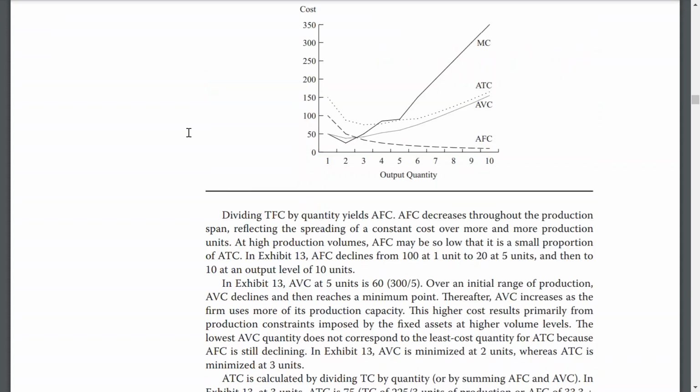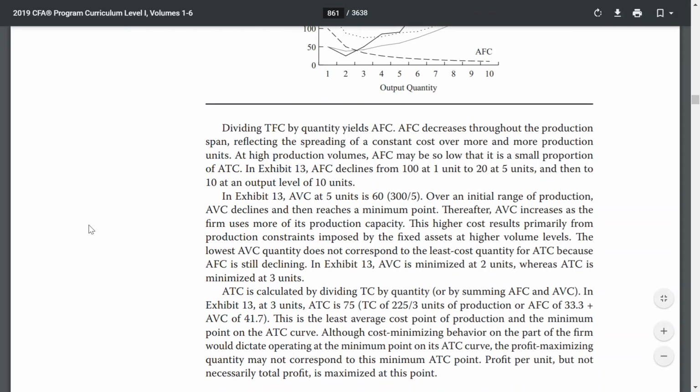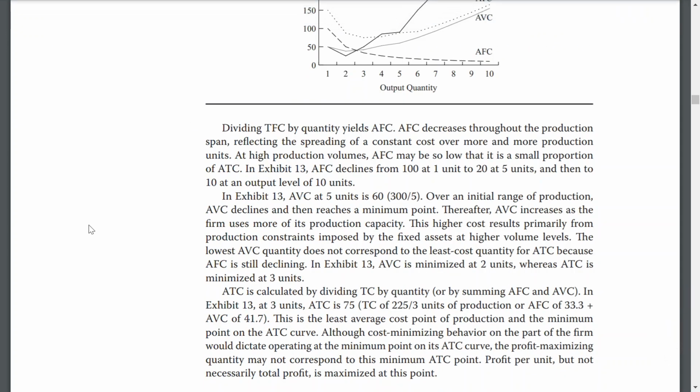Dividing total fixed cost by quantity yields average fixed cost. Average fixed cost decreases throughout the production span, reflecting the spreading of a constant cost over more and more production units. At higher production volumes, average fixed cost may be so low that it is a small proportion of average total cost. In example 13, average fixed cost declines from 100 at 1 unit to 25 at 5 units, and then to 10 at an output level of 10 units.